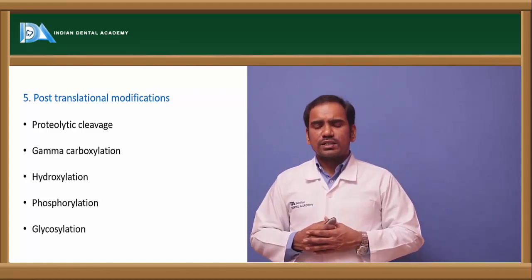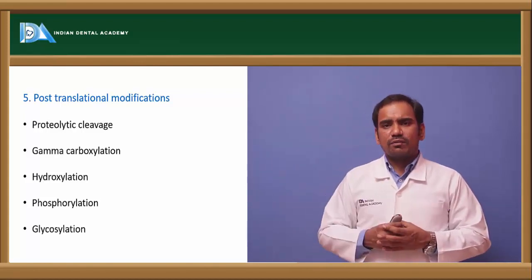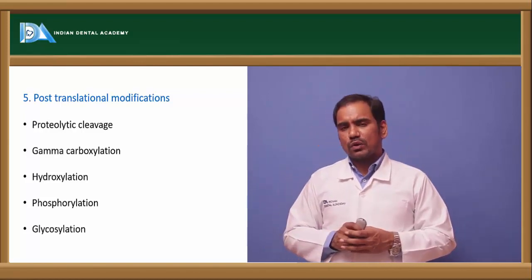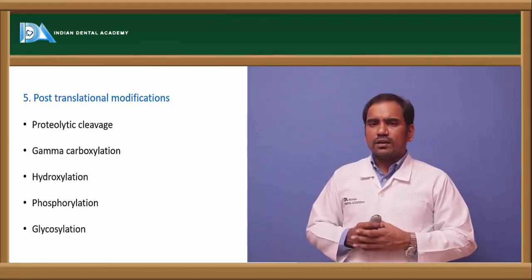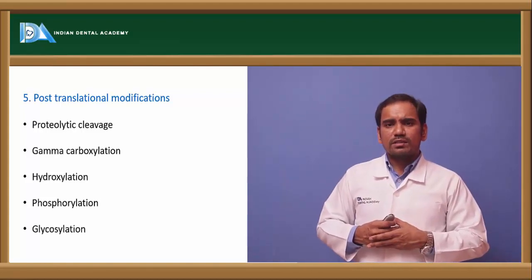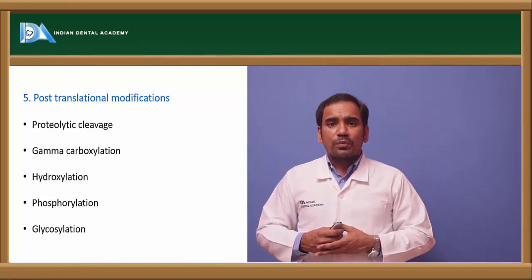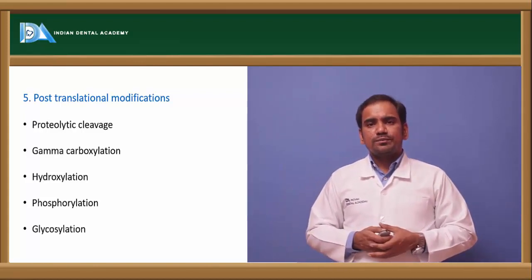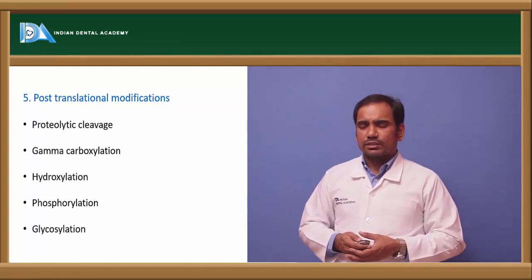Coming to phosphorylation, the activity of an enzyme may be increased or decreased by adding a phosphate group, which we call phosphorylation. And glycosylation: the addition of some carbohydrate moieties takes place in case of glycosylation. So these are the important post-translational modifications in case of translation.